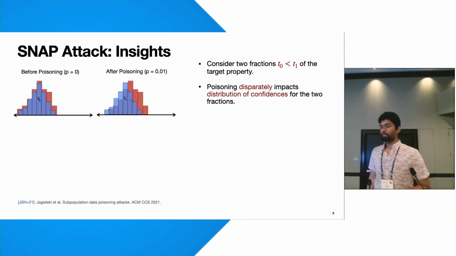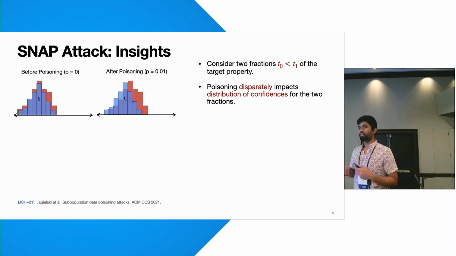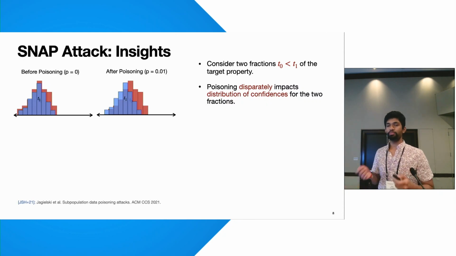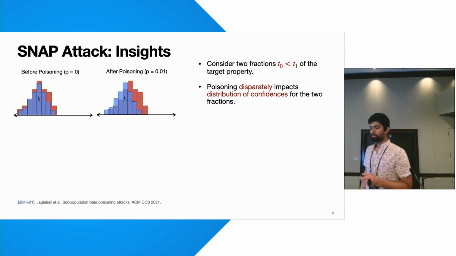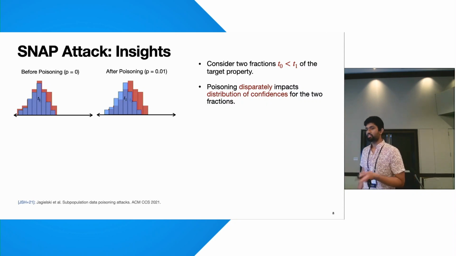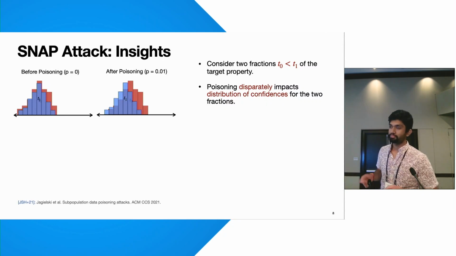We observe that if we don't poison the data set, then for a model that was trained on T0 fraction of the data and another model that was trained on T1 fraction of the data, if we query both of these models, the distributions of the model confidences turn out to be very similar, and they overlap with each other, creating no separation.